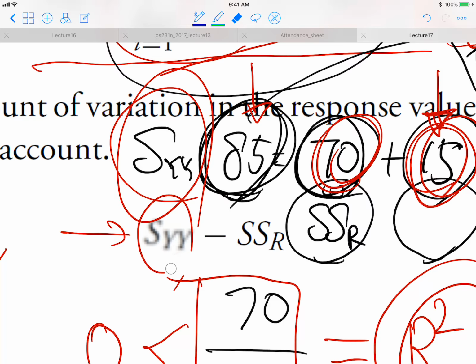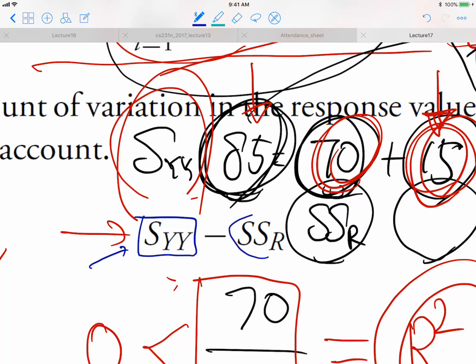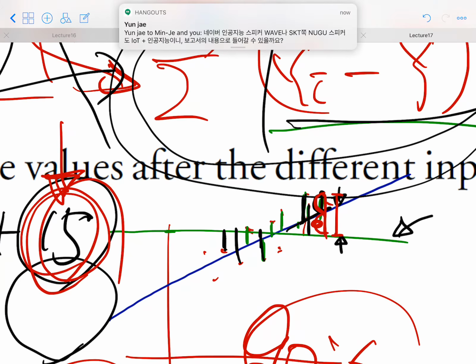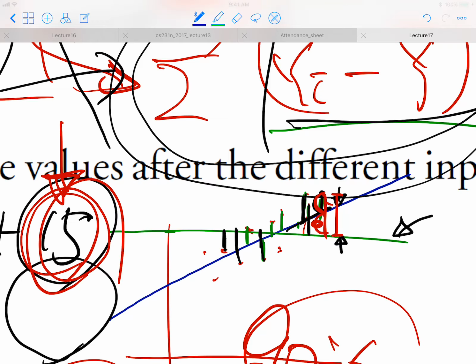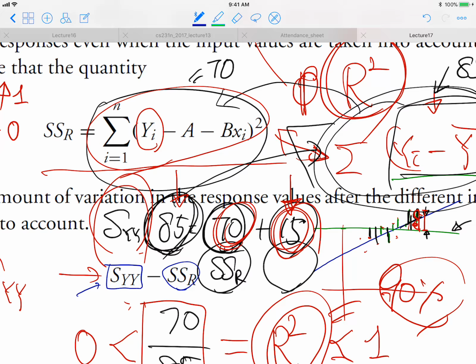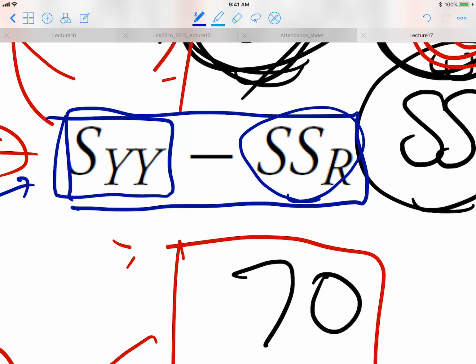So we proved that. Did we prove or not? But we studied that this SYY, which is the variance of y, is always greater than or equal to this value, right? And then we understood it from this measure, right? And then we just take the difference between them.